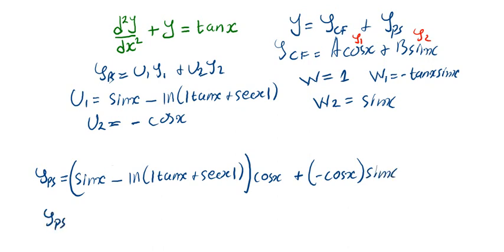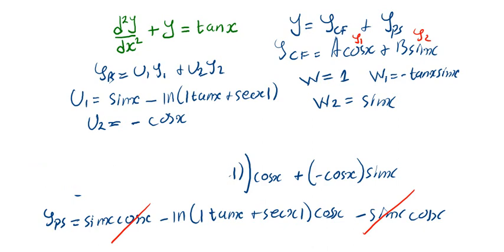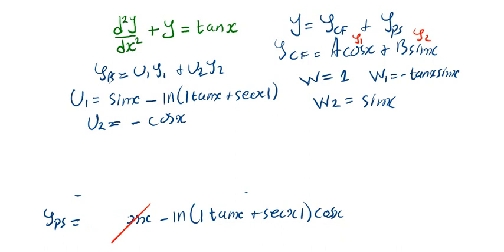Expanding this, you get that your particular solution will be equal to this one multiplied by this one, which is sine x cos x minus natural log of tan x plus sec x, multiplied by cos x, because when you multiply this one and that one, that's what you get there. Then that one there is just going to be minus sine x cos x. So this is beautiful because this goes and that goes like that. So we have something that is simplified. I can cancel that one and this part. So this is what we have as our particular solution.